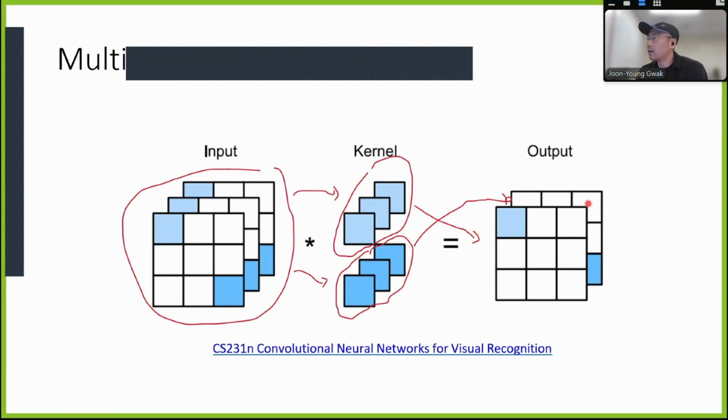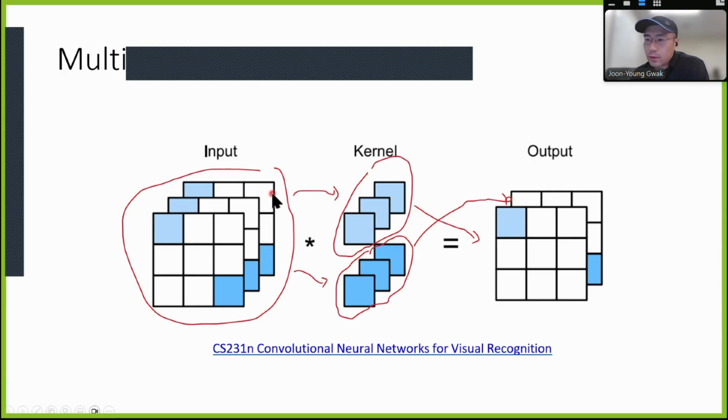Is it because there's two filters? Exactly, yes. So the number of output channels will correspond to the number of filters applied. Each filter will be trying to learn some kind of feature from the input. So we can think of it like this.